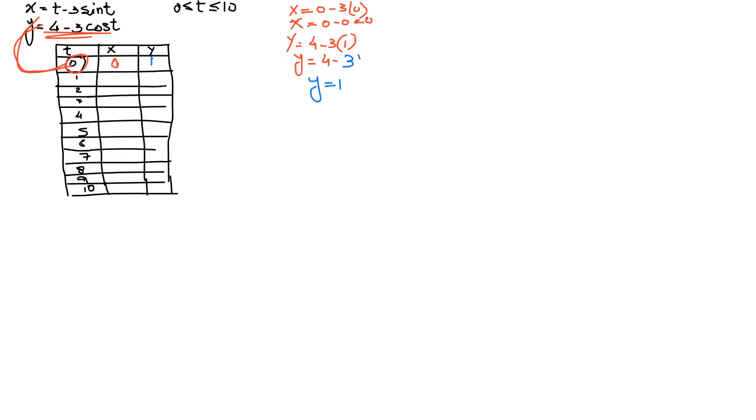Okay, so similarly you can put 1 in x, so that becomes 1 minus 3 into sine of 1. That gives you some result, for example, minus 1.5. You can easily calculate from the calculator. I already calculated, and you can calculate the rest of the values by using the value of t in x and y. Understand?